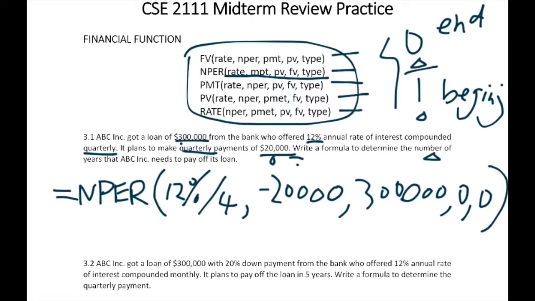But you should notice the question asks for the number of years. Here we divide the rate by 4, and the payments are quarterly, so everything here is about quarters. So the NPER, when you calculate it, is in quarters too. So we want to divide by 4 at the end, so that we get the years. NPER divided by 4 is the answer to this question.